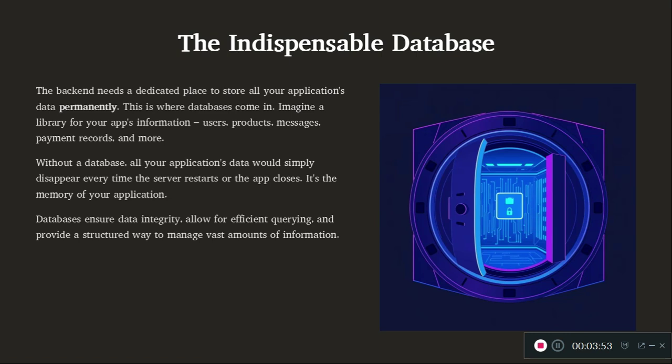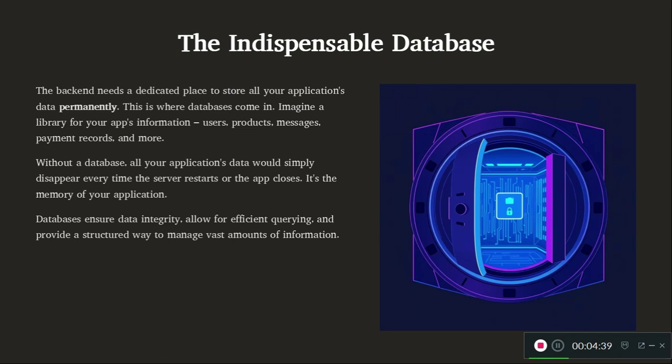So let's look at databases. The backend needs a dedicated place to store all the application data permanently. This is where the database comes in. Imagine a database as a library of your application information, where users, products, messages, payment records, and more are stored. Without a database, your application will simply disappear every time you restart your server or your application closes. The database is like the memory of your application.